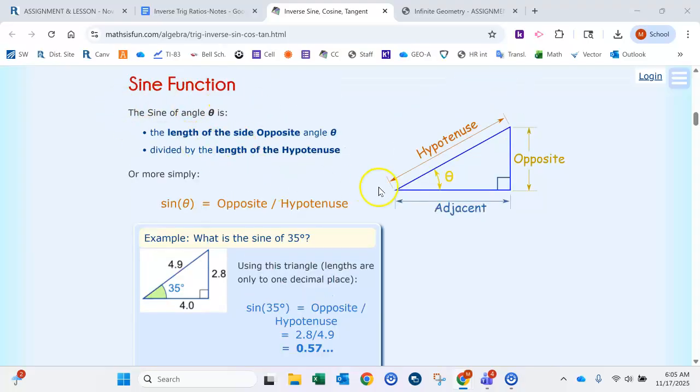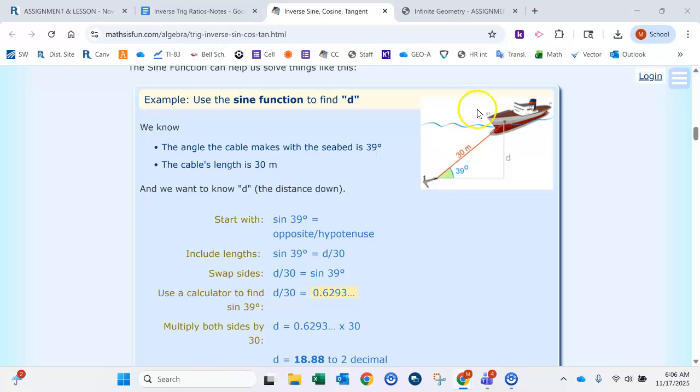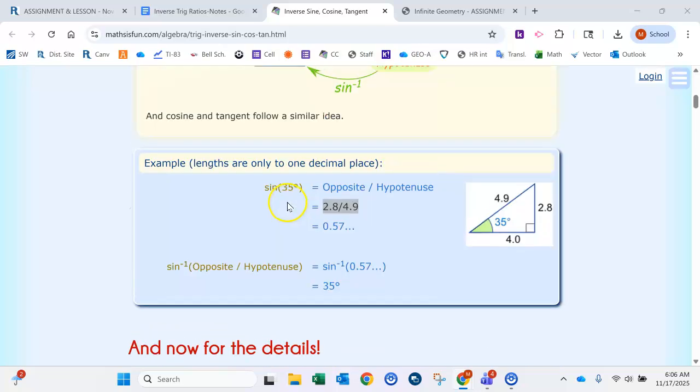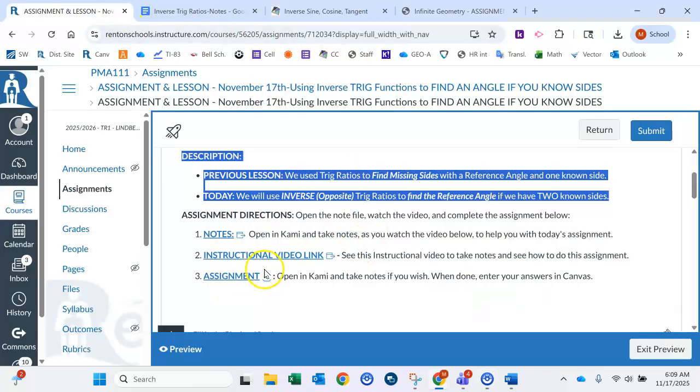If you want, you can look at the rest of this. It kind of gives you more information. I think this is a review of what we just said. You can also see how it applies in real life if you want to look at that example. But for now, I think this site is okay. Now let's go back to the assignment and work a few problems to make sure that you understand how to do it. Okay. So let me go ahead and open the assignment.